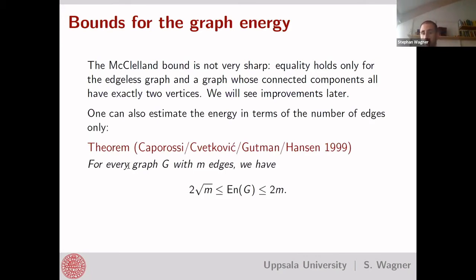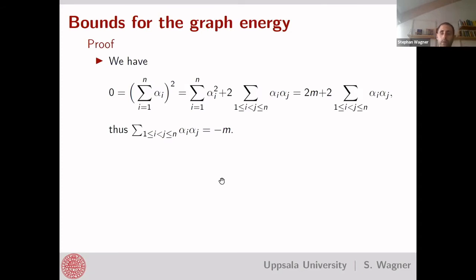One can also estimate the energy, for example, just in terms of the number of edges. As in this theorem here, the energy lies between twice the root of the number of edges and twice the number of edges. So we have this bound, and it is sharp, so both can hold with equality. Again, the proofs are fairly elementary, based on some of the properties we saw earlier. So you take the sum of the eigenvalues, which we know to be 0, square that, split it into the squared eigenvalues and the pairwise products. Sum of the squares we know is 2m. So the sum of pairwise products needs to be minus m for the 2 to cancel out.